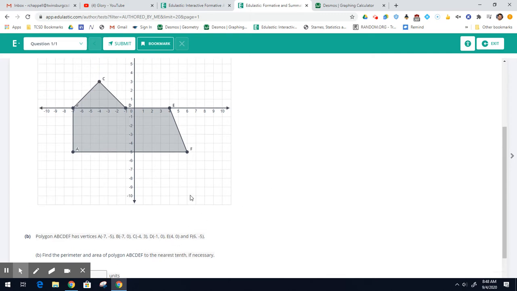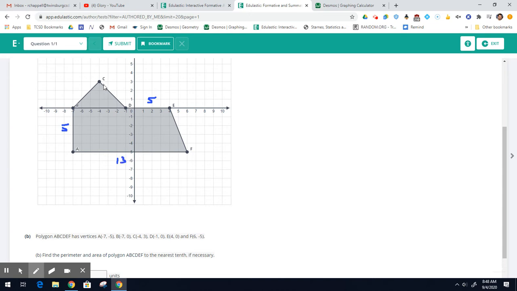All right, so let's go through this and see what's easy and what's going to be hard. Let's talk about the perimeter first, right? Anything that's horizontal or vertical, you can count. So A to B, you can count. 1, 2, 3, 4, 5. B to C, you can't. C to D, you can't. D to E, you can count. 1, 2, 3, 4, 5. E to F, you can't. F to A, you can. 1, 2, 3, 4, 5, 6, 7, 8, 9, 10, 11, 12, 13.